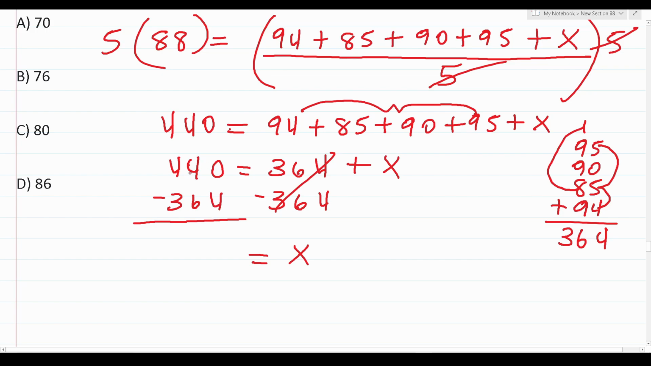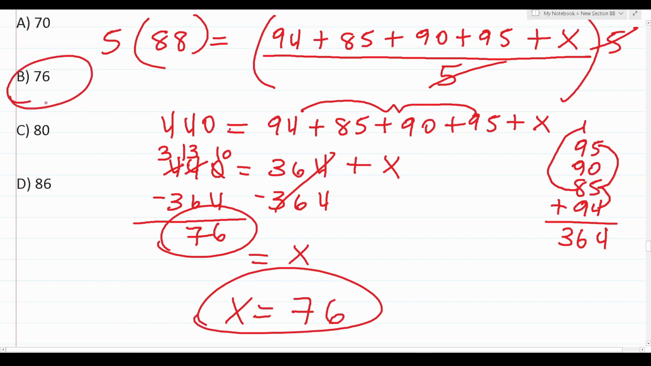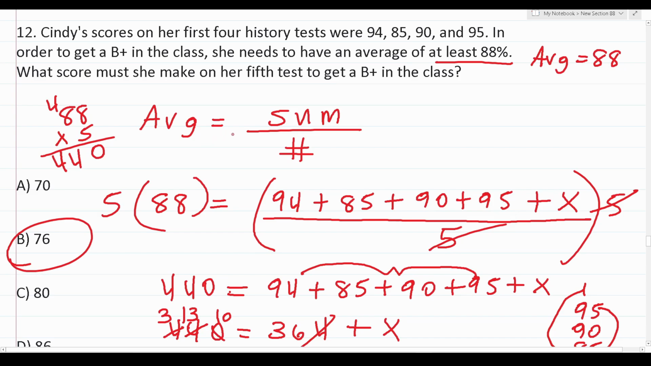0 minus 4 we can't do, so we're going to have to borrow. This is going to become 3. This will become 10. 10 minus 4 is 6. 3 minus 6 we can't do, so we have to borrow. This becomes 3. This becomes 13. 13 minus 6 is 7, and 3 minus 3 is 0. So x in this case is 76. In math, it's customary to write the variable for which you solved on the left. So again, she needs a 76 on her 5th test in order to have a B+ average in this class.